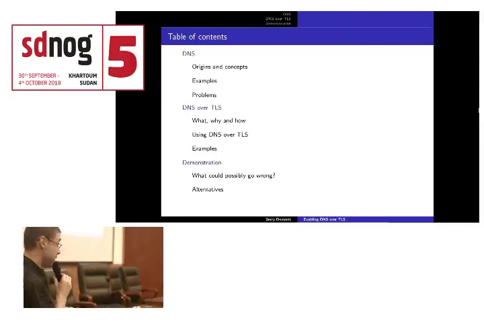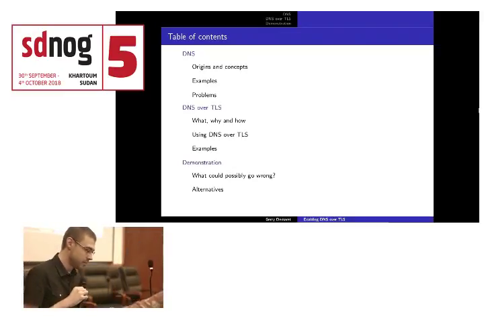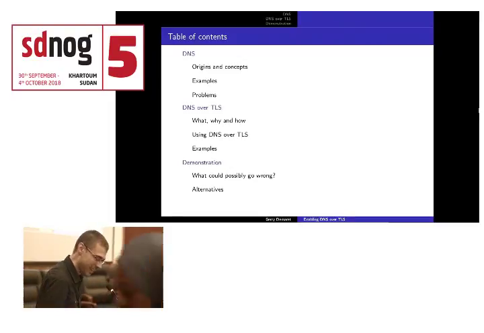So a quick overview of what we'll be talking about. Some of these things are a bit redundant because they've been mentioned by Mo and Sarah before, but we'll go over them quickly. We'll then go on with what is DNS over TLS, why do you care, and how can we use it. We'll also show you some examples. And after that, we'll have a small demonstration.